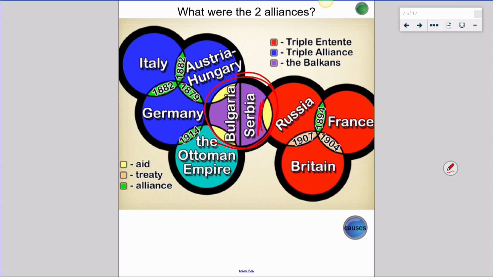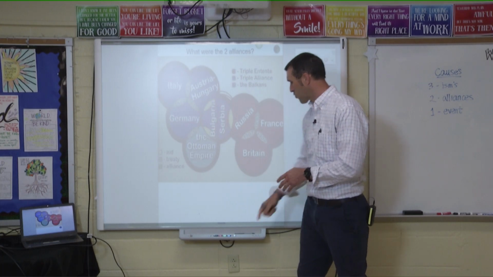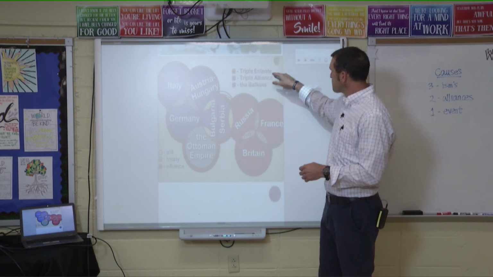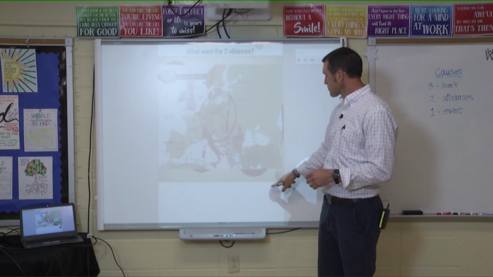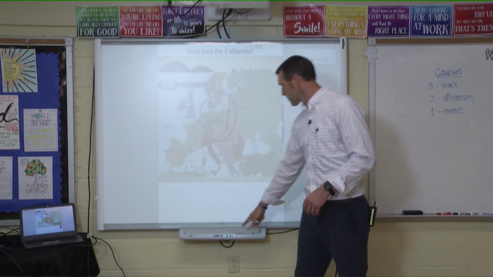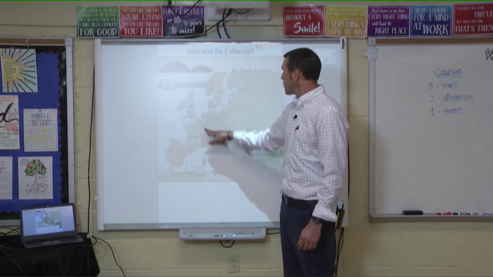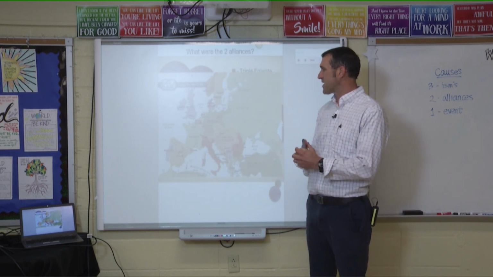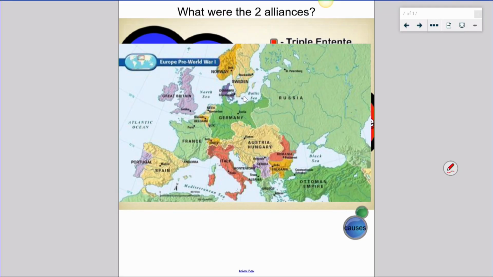Let me pull this up on a map, and hopefully it'll make a little bit more sense to you. All right, so if I look on this map, let's kind of identify these 2 alliances. On one side, you had Germany, Austria-Hungary, and then Italy. Italy eventually will actually switch sides once the war starts. But you have them in the middle.